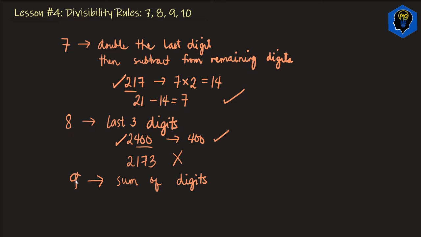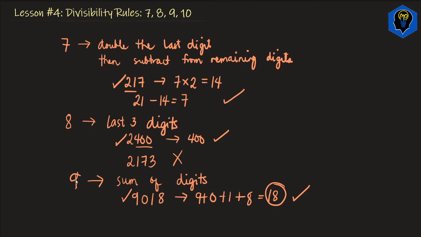Okay? So for example, we have 9,018. Let's check if it is divisible by 9. Simply what you do is 9 plus 0 plus 1 plus 8. So that will give you 18. 18 is divisible by 9. Therefore, the number 9,018 is also divisible by 9.